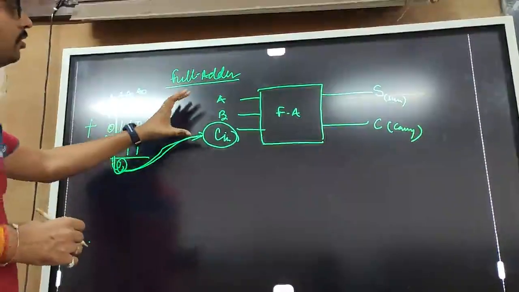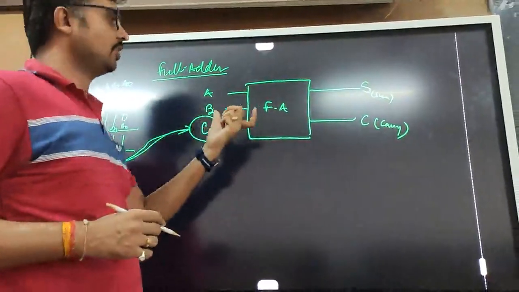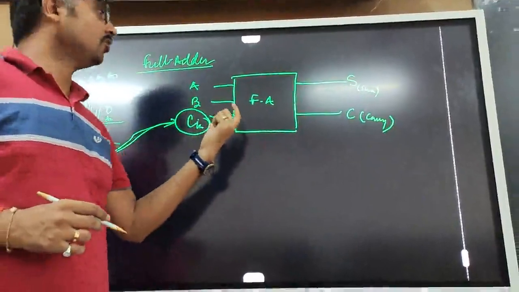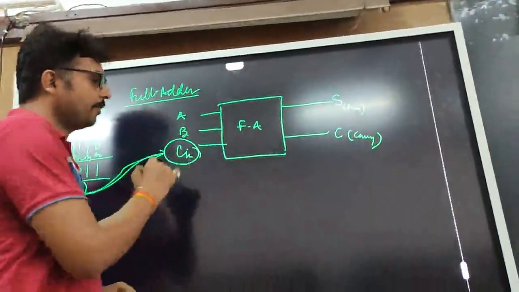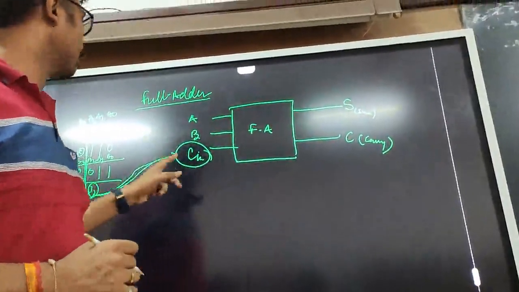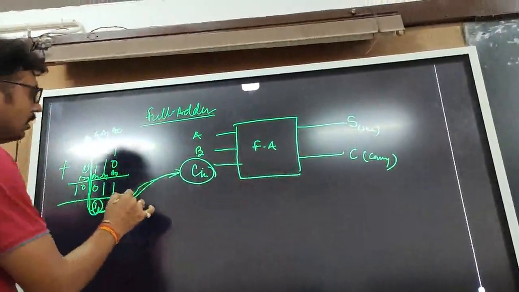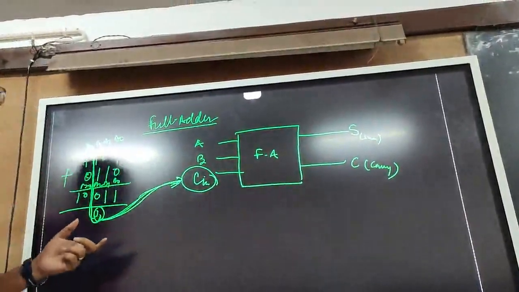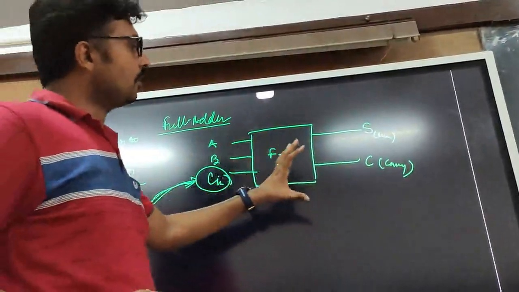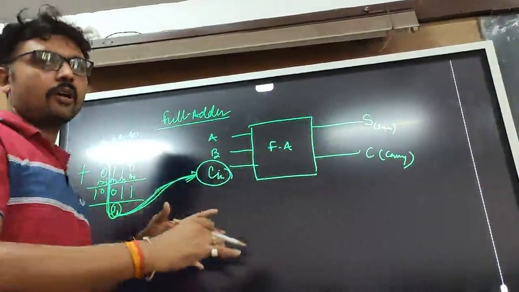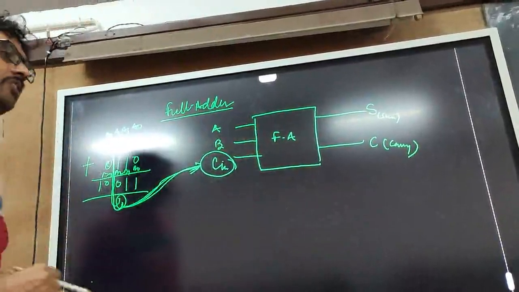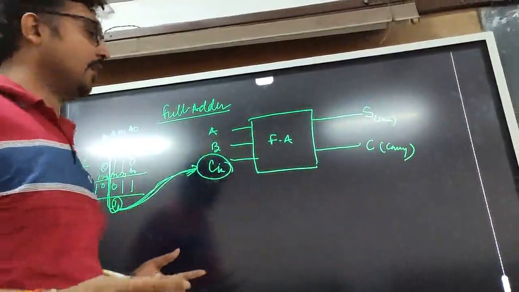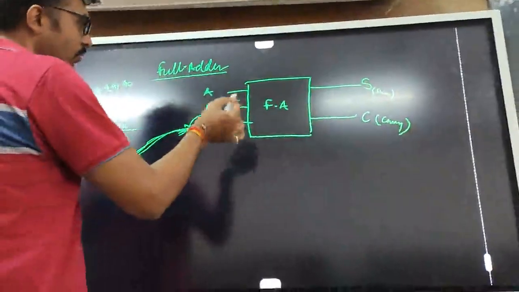So till now you have to understand the basic definition that half adder is a 2-input device, but full adder is a 3-input device, and the third pin is nothing but input carry. This input carry is for this kind of operation. So we have to make a design. This is the block diagram, and since we are going to design, you must know how we will design.